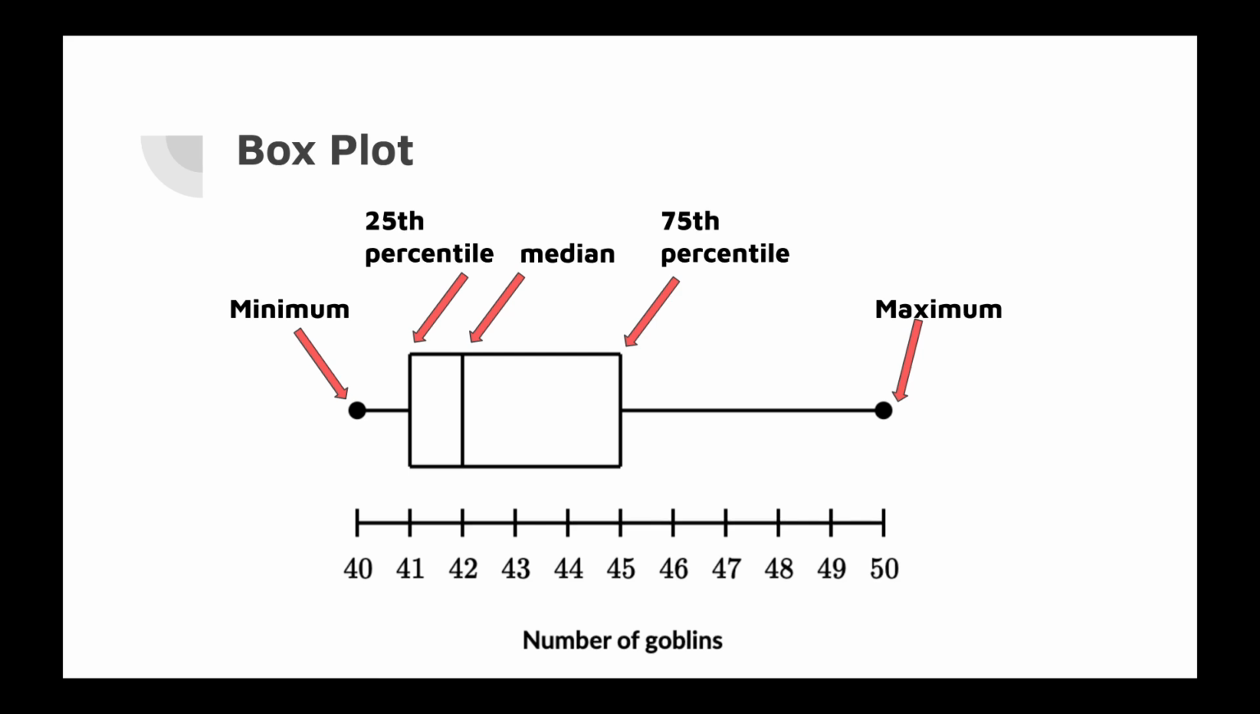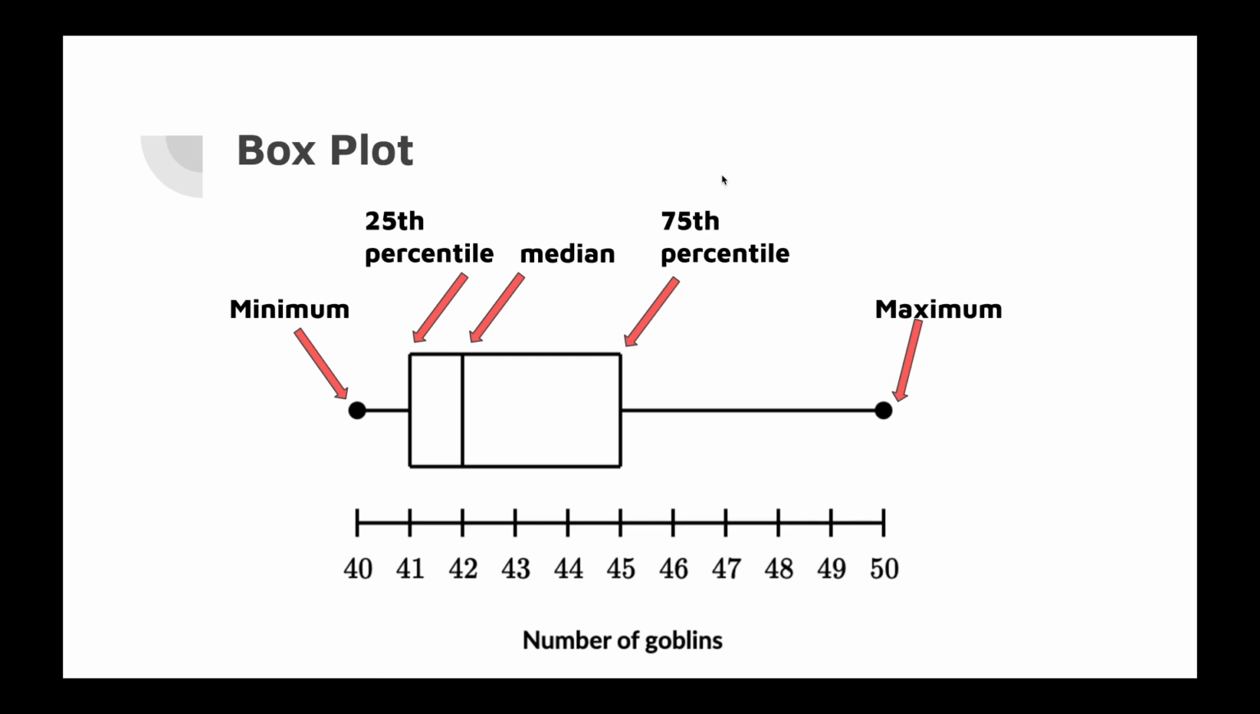box plot. So here on the left we have a small dot called minima. This is the smallest value in the data, which means that 40 is the smallest number of goblins that are in the sample or in the group. And here we have 41 as our 25th percentile, meaning that 25% of the data or the sample has less than or equal to 41 goblins.